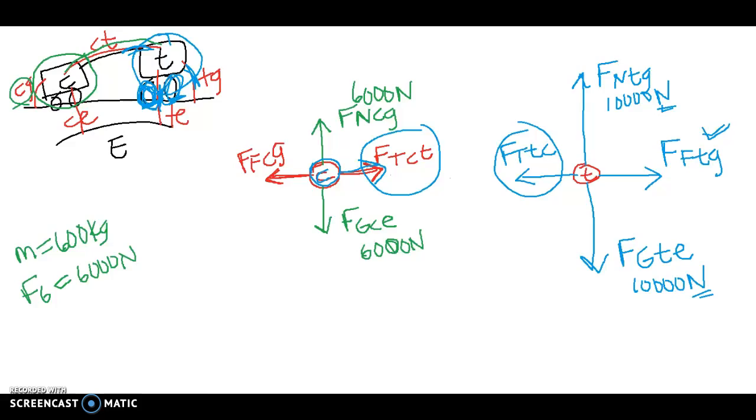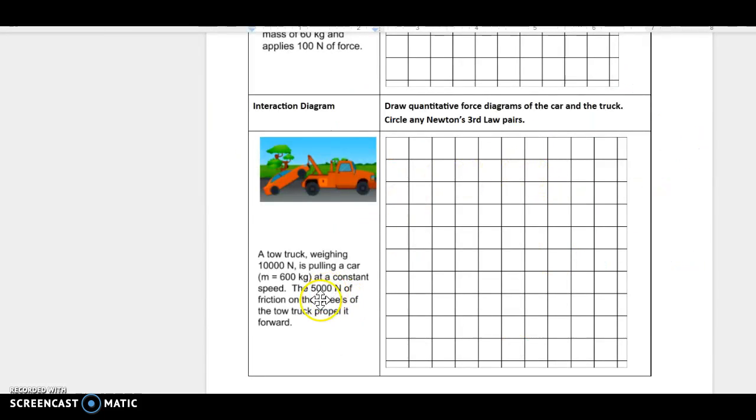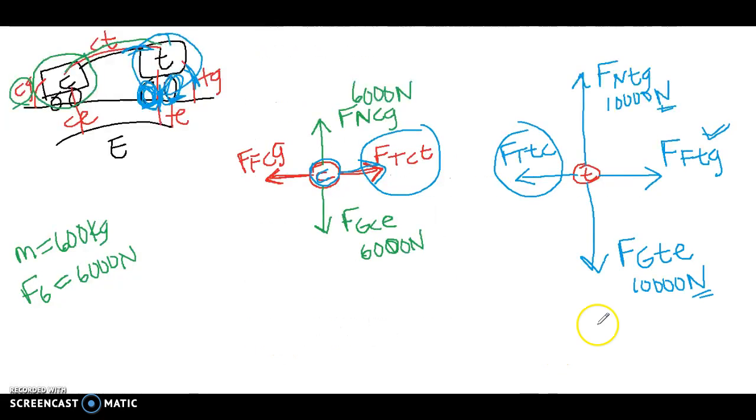Now this one's a little bit different because it says the 5,000 newtons of friction on the wheels of the tow truck propel it forward. So this is trying to tell you there's 5,000 newtons of friction, which is propelling the truck forward. This is the rubbing between the tires and the ground, and that's what's getting him to go forward. If they're moving at a constant speed and this is 5,000, then this is 5,000 because they have to be balanced.